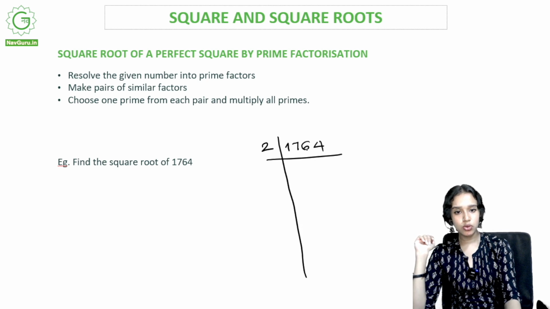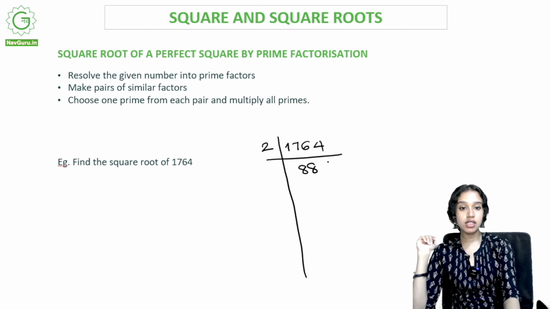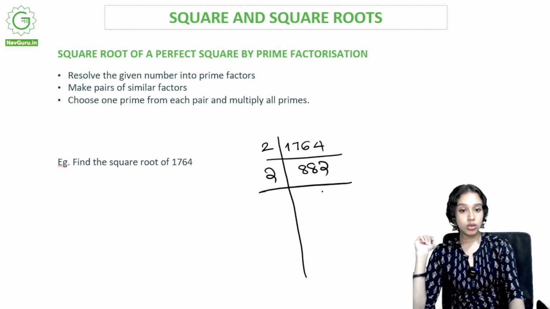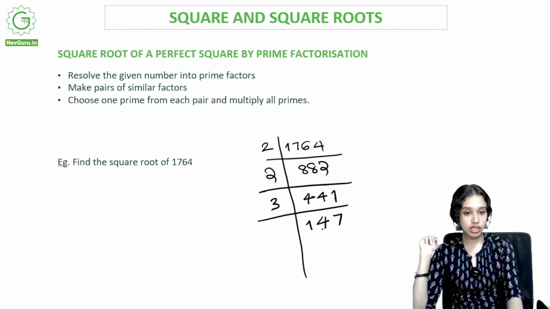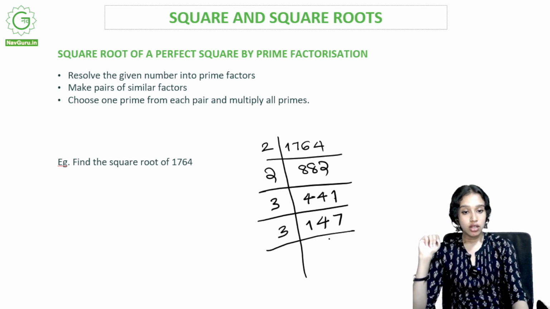It's an even number, so 2 first. 2 sixes are 12, 1 balance 6, 2 eights are 16 and 2. Again 2, 4, 4 and 1. So is it divisible by 3? Yes, 4 plus 4 is 8 and 8 plus 1 is 9. So 3, 1 3s are 3, 1, 4. In 14, 4 3s are 12, 2 1 7. So is this divisible by 3? So 7 plus 4 is 11, 11 plus 1 is 12 and 12 is a multiple of 3. So again 4 3s are 12, 27, 9.